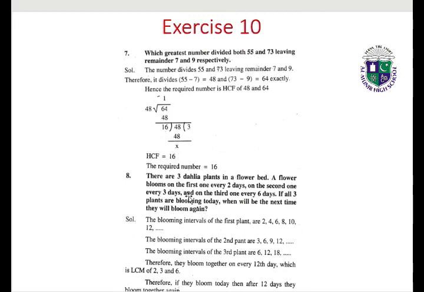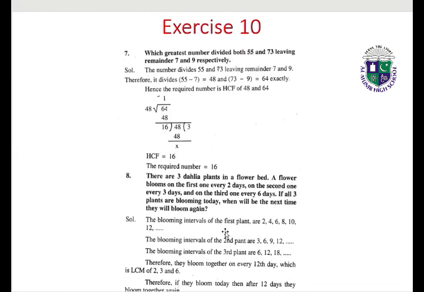Question number 8. There are 3 Dahlia plants in a flower bed. A flower blooms on the first one every 2 days, on the second one every 3 days and on the third one every 6 days. If all 3 plants are blooming today, when will be the next time they will bloom together again?